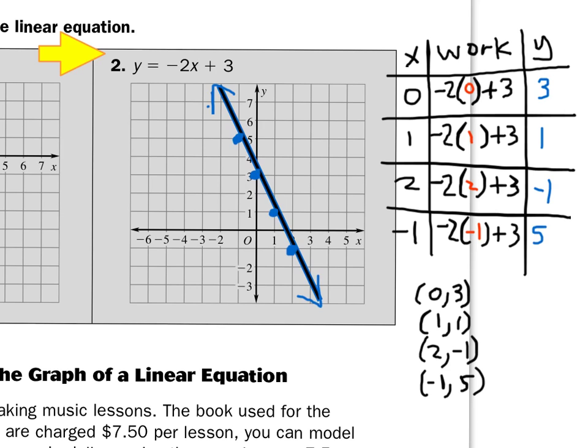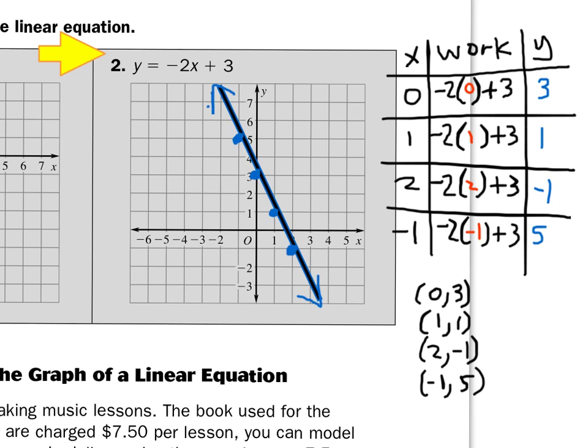So put a 3 in the y column. And then let's input a positive 1. Negative 2 times 1 would be negative 2, plus 3 would be a positive 1. And then let's input a positive 2. Negative 2 times 2 is negative 4, plus 3 would be negative 1. And then when we input negative 1, negative 2 times negative 1 is positive 2, plus 3 gives us positive 5.